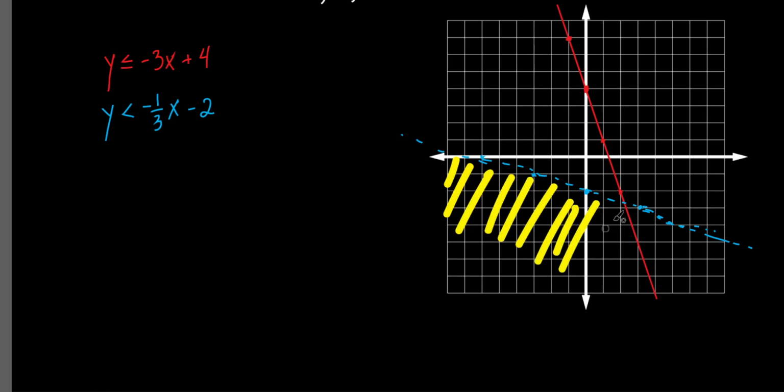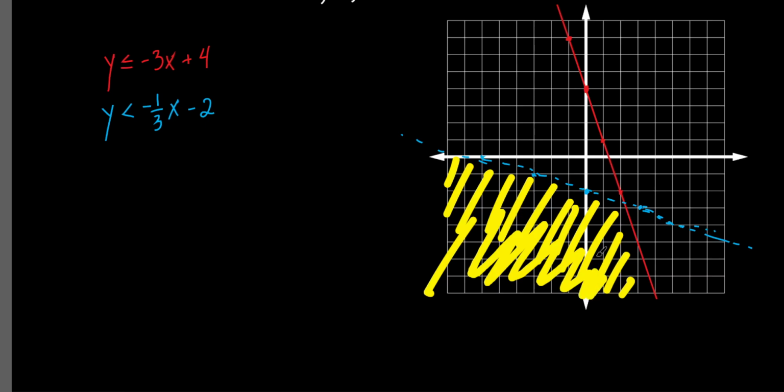Because it's got to be in both of them. All right? So now I can go wild and shade it. All right, so all that stuff right there should be shaded in. And that's your graph. That's it right there. Okay? What does it mean? That means any point where I've shaded in yellow, I could put that point in for X and Y, and it's going to work for both of them. Everybody see that? Okay?